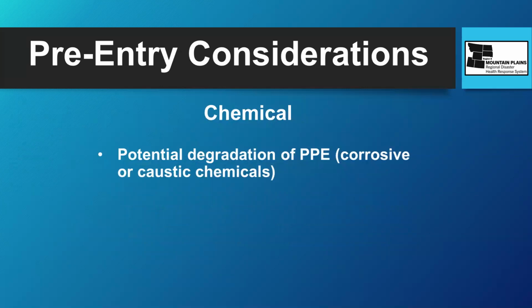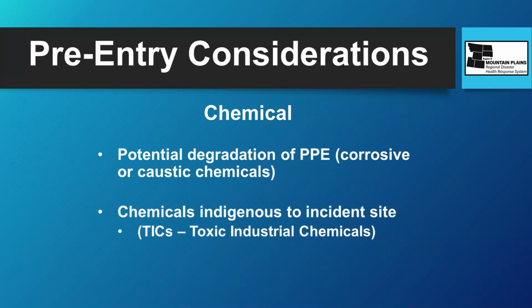Chemical agents. There's always a concern, depending on the chemical agent, that the PPE you're wearing can degrade. Particularly true with the corrosives and caustic chemicals. So that remains a concern. And then what other chemicals are present at the incident site that are secondary to the actual incident? This is particularly important when responding to an industrial site.